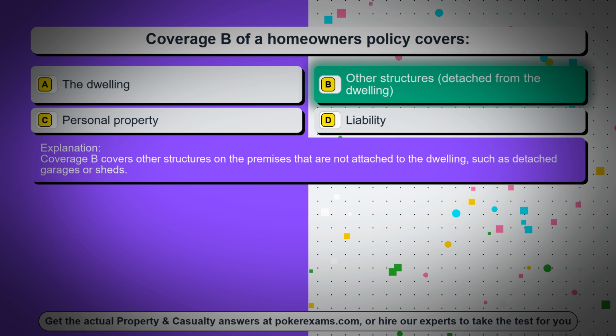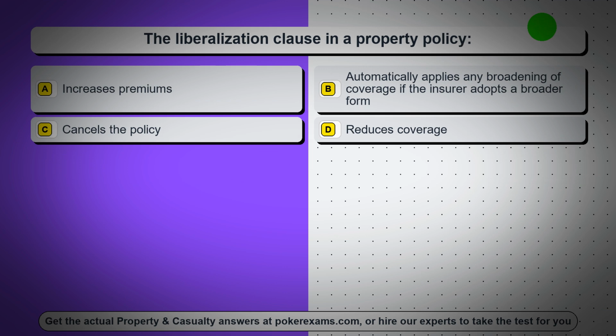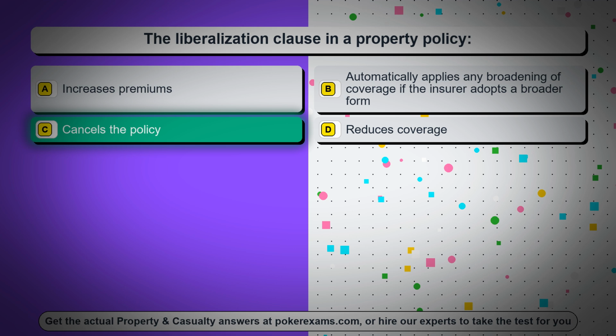Coverage B covers other structures on the premises that are not attached to the dwelling, such as detached garages or sheds. Question 57. The liberalization clause in a property policy, option A, increases premiums, option B, automatically applies any broadening of coverage if the insurer adopts a broader form, option C, cancels the policy, option D, reduces coverage. The correct answer is option C, cancels the policy.